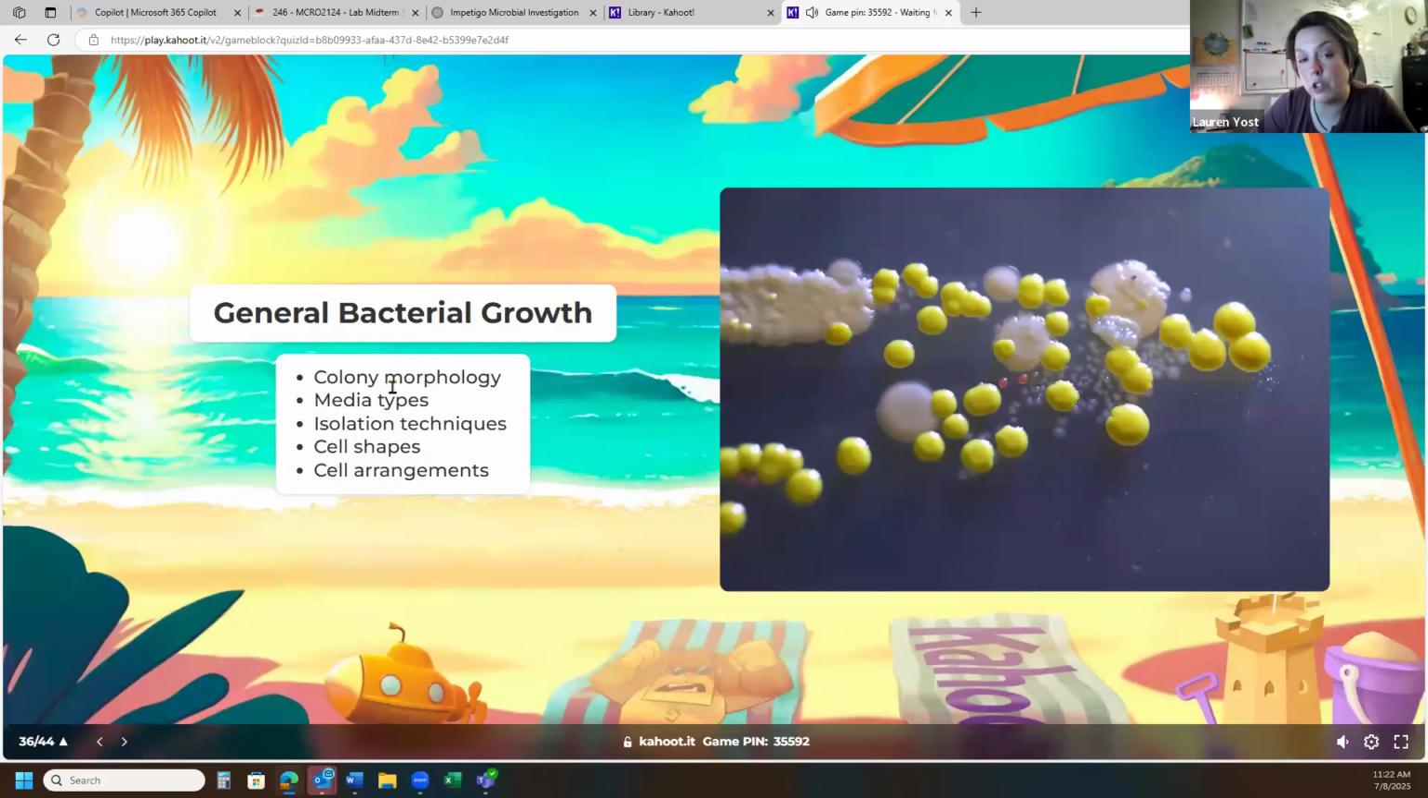All right, know your colony morphology terms. Again, I won't necessarily ask you to define them, but know that it is a colony morphology term. The types of media, know which ones are liquid and which ones are solid. The isolation techniques, really just focus on the quad streak method, and which quadrant is going to have the most single isolated colonies, which would be the fourth quadrant. Cell shapes, cocci or bacilli. Cell arrangements, focus on strepto, staphylo, or no arrangement, because I don't have bacteria that do anything else.